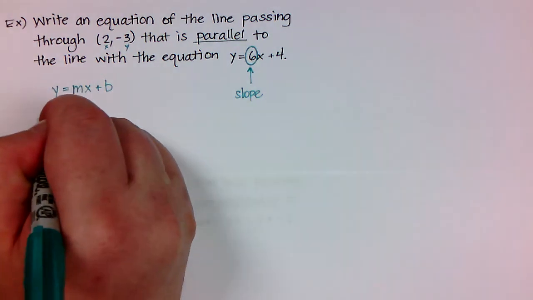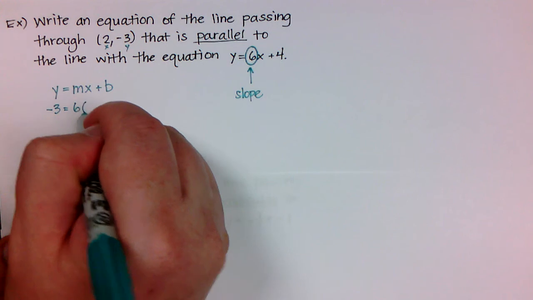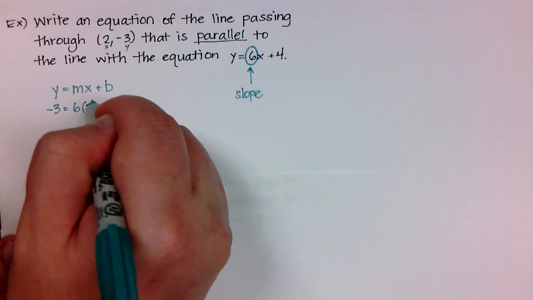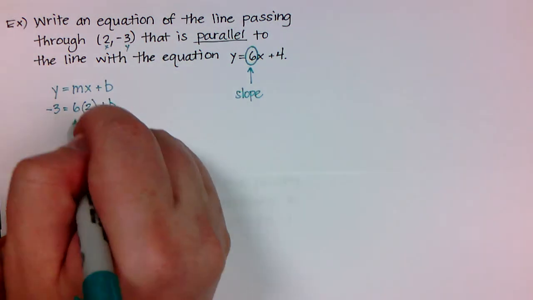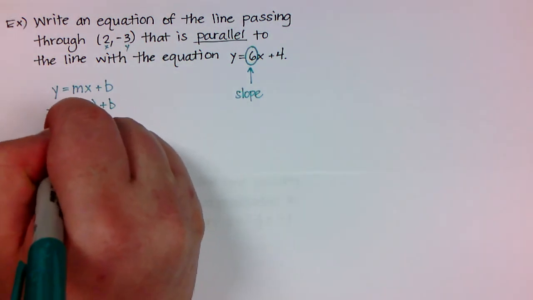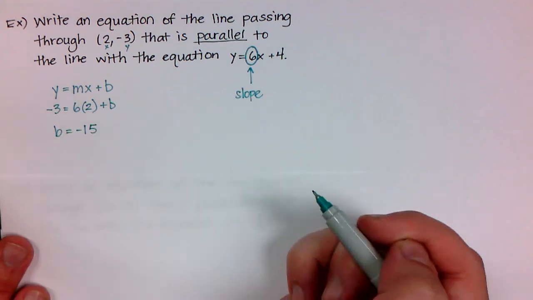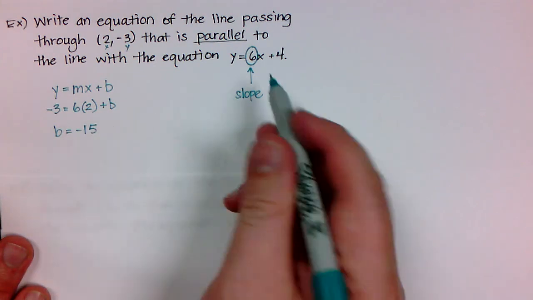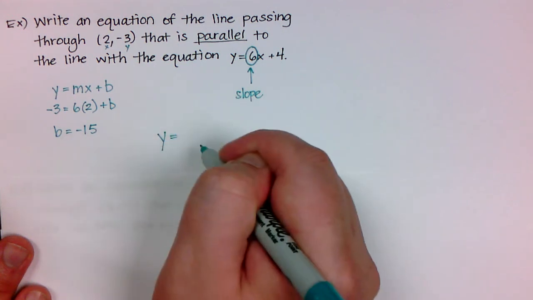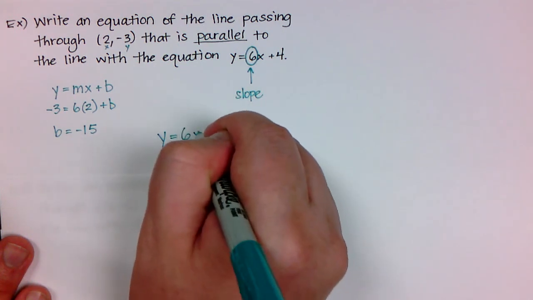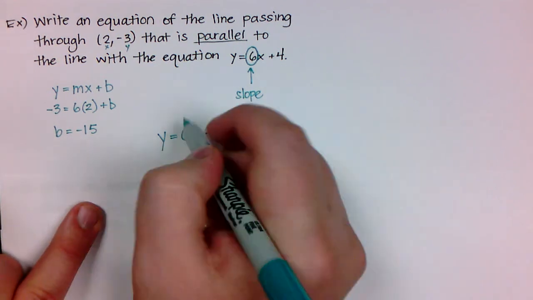So let's just plug those in. Negative 3 is equal to m, which is 6, times 2 plus b. So I can solve for b. This is 12. If I subtract 12 on both sides, I'm going to find that my b is equal to negative 15. So I have my b, I have my slope, my m. I can put them together. y is equal to 6x minus 15. And I'm done.